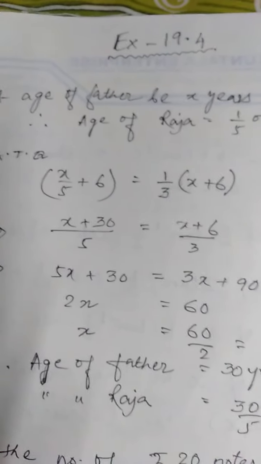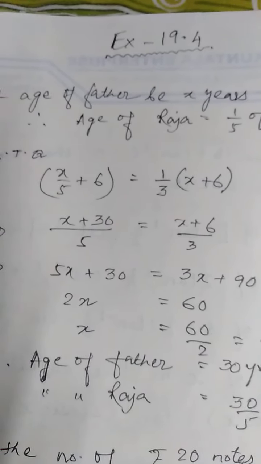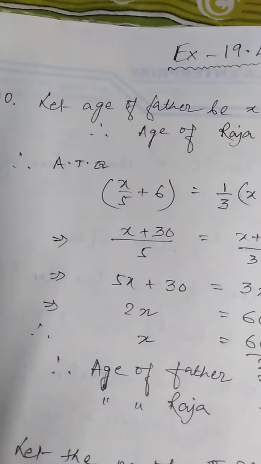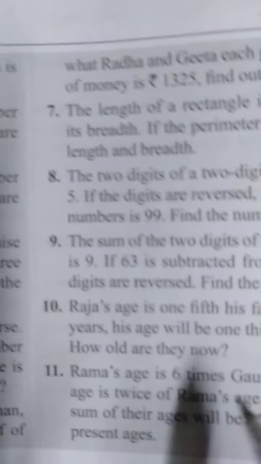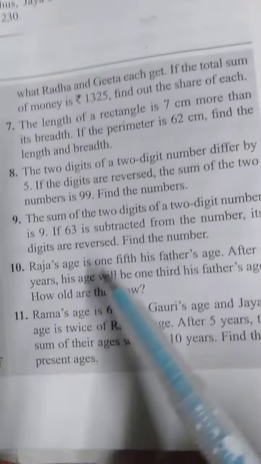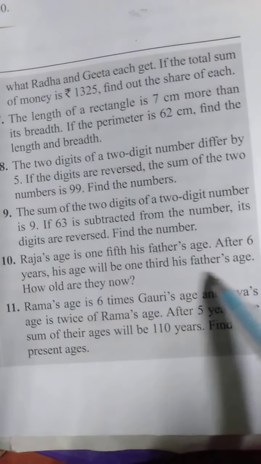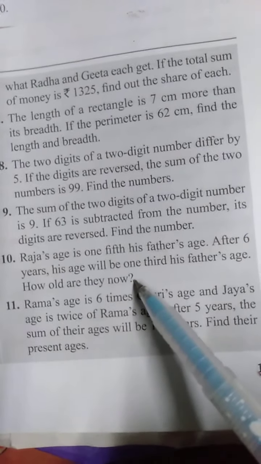Hello students, let's continue with exercise 19.4 sum number 10. See the question. Raja's age is 1/5 of his father's age. After 6 years, his age will be 1/3 of his father's age. How old are they now?